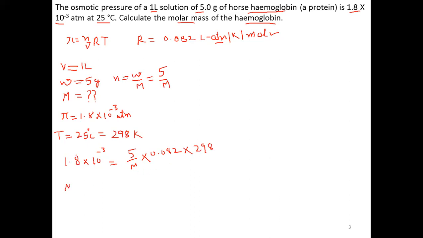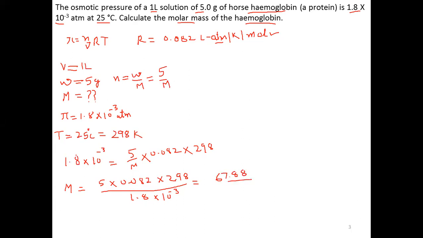We have to calculate M. So what we will do? We will take M here. M is equal to 5 into 0.082 into 298 divided by 1.8 into 10 raised to the power minus 3. So upon solving, let us see what it will give. 5 into 0.082 into 298 divided by 1.8. It is 67.88.